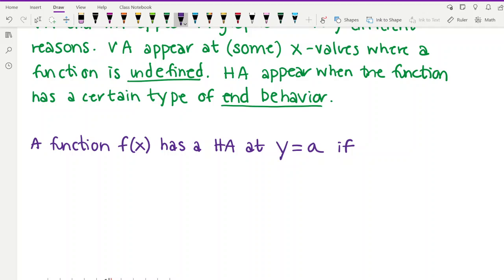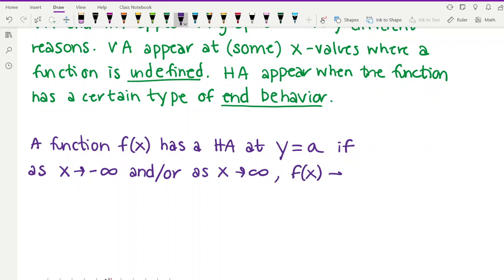So when does a function have a horizontal asymptote at a particular height? Well, it's going to happen if as x approaches negative infinity, and or as x approaches positive infinity, and I'll tell you why I put the and or there in just a moment, the function approaches a. So if you think back to the type of end behavior we talked about earlier in the quarter, we talked about the function either going to infinity or negative infinity. Now we're talking about a function that instead of just getting bigger and bigger or smaller and smaller, approaches a particular height.